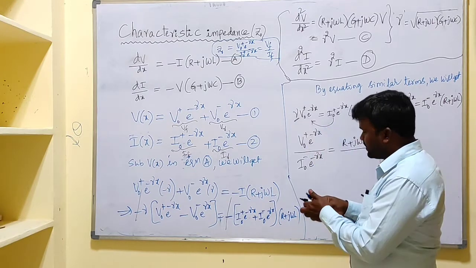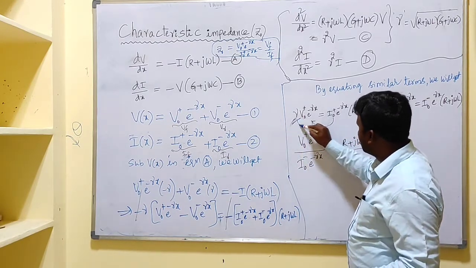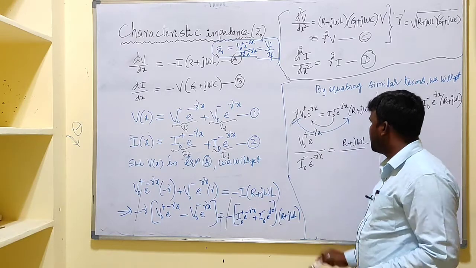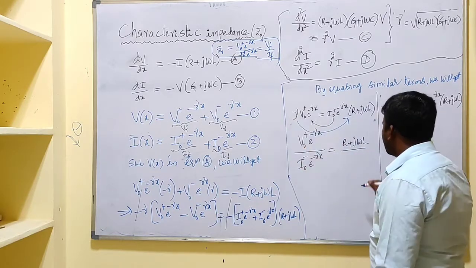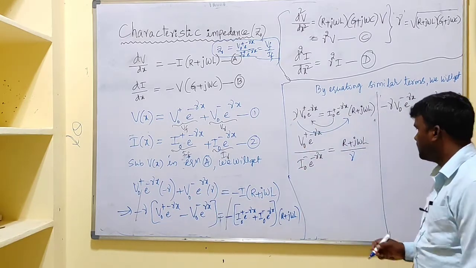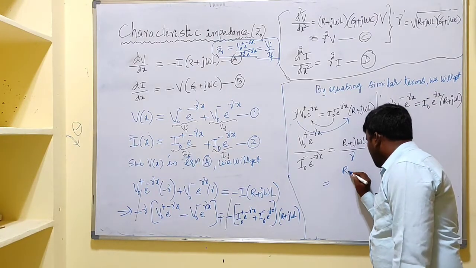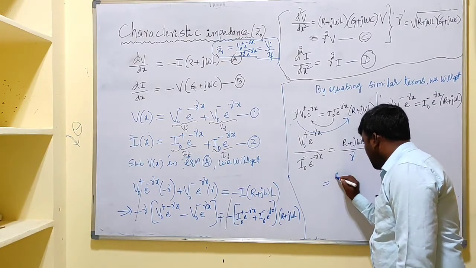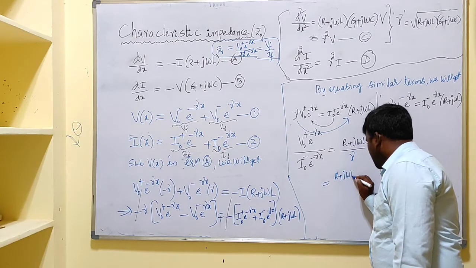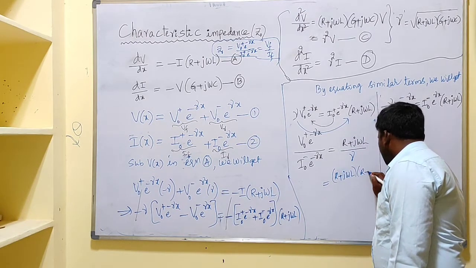This gamma, we need to send this gamma to this side, and I naught plus e to the power minus gamma x at this side. So then we have what? R plus j omega L by gamma. Now let us simplify this, that is r plus j omega L. I will write r plus j omega L into r plus j omega L.